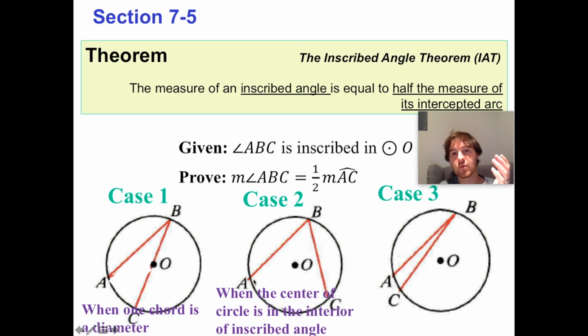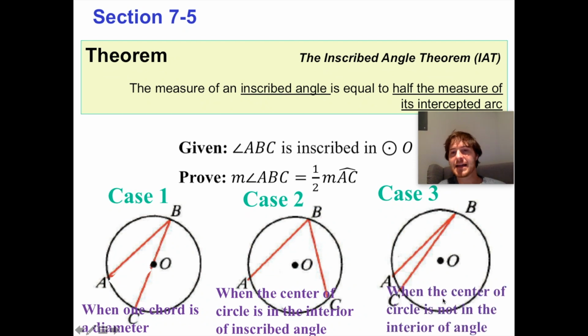The center would be in the interior of the angle, okay? So if the center isn't actually on the angle itself, it's either going to be in the interior of the angle, or in case 3, what we'll prove is going to be if the center actually isn't in the interior of the angle. This is another situation which we'll need a unique proof for, because it's a different justification. It'll use case 1. We'll actually draw a little segment, another chord, through the diameter here, and then we'll do some subtraction. I think you'll see that one after we do case 2. You'll see what I'm talking about here.